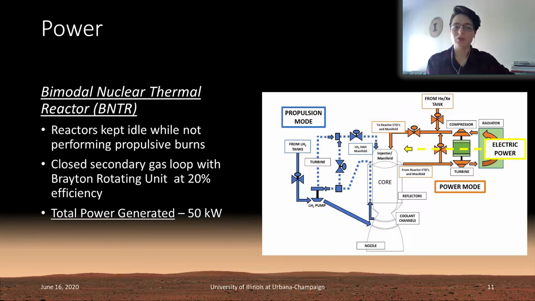The nuclear reactors are also used to generate power for transfer vehicle operations. The reactors are kept idle rather than being completely shut down while not performing propulsive maneuvers during transfer, such that each reactor generates approximately 125 kilowatts of thermal power. A helium-xenon mixture is run through the reactor core in a closed secondary gas loop, which can be seen in the schematics on the slide. The mixture is then rerouted to a Brayton rotating unit, which generates electricity at 20% efficiency. This means that overall, 50 kilowatts of power are generated while the reactors are in power mode.